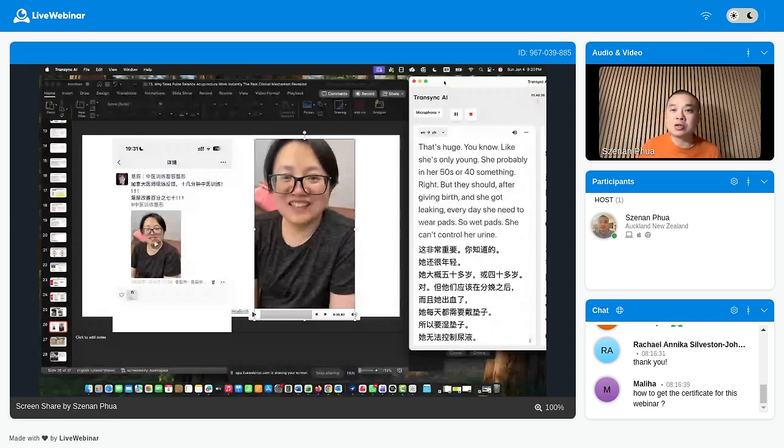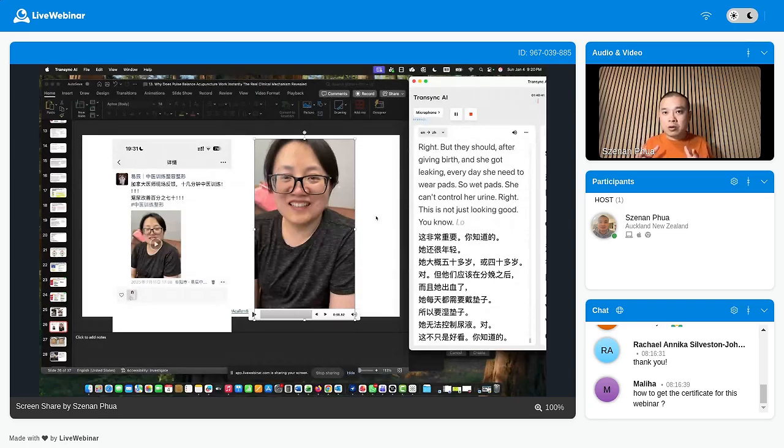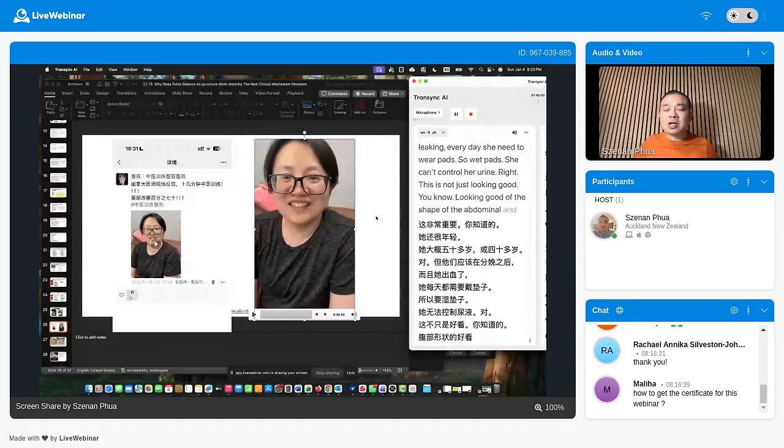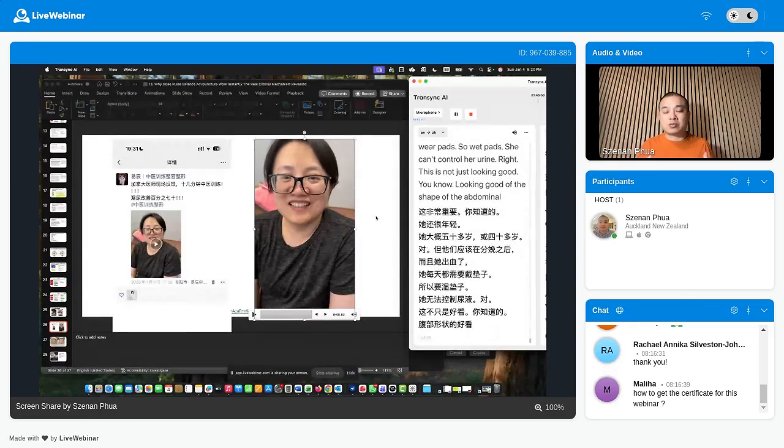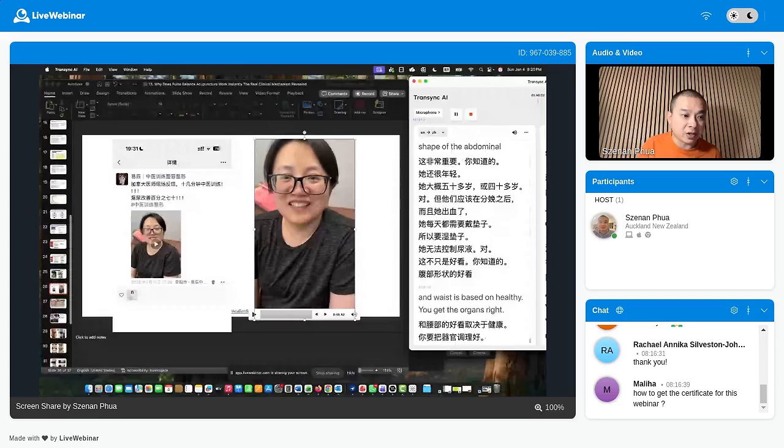Right? This is not just about looking good. The good shape of the abdomen and waist is based on health. You get the organs right. So this is very fantastic.